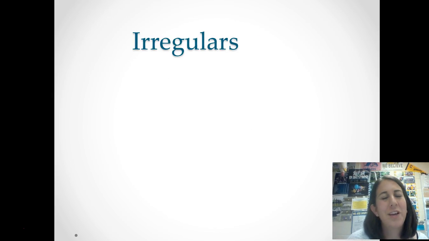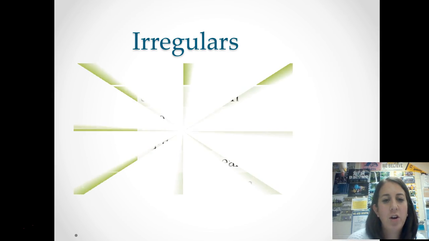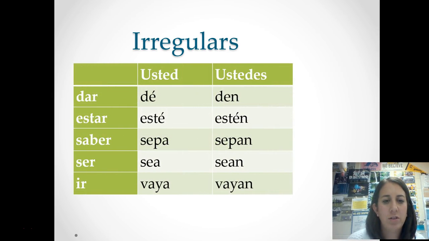But of course, what would a new concept be without some irregulars? So here are our irregulars. All right. So dar in the usted form is dé with an accent. In the ustedes form is den. Estar is esté, in the ustedes, estén. Again, notice they have accents on both of those. Saber, sepa, or sepan. Ser, sea, sean. Ir, vaya, and vayan. Okay.